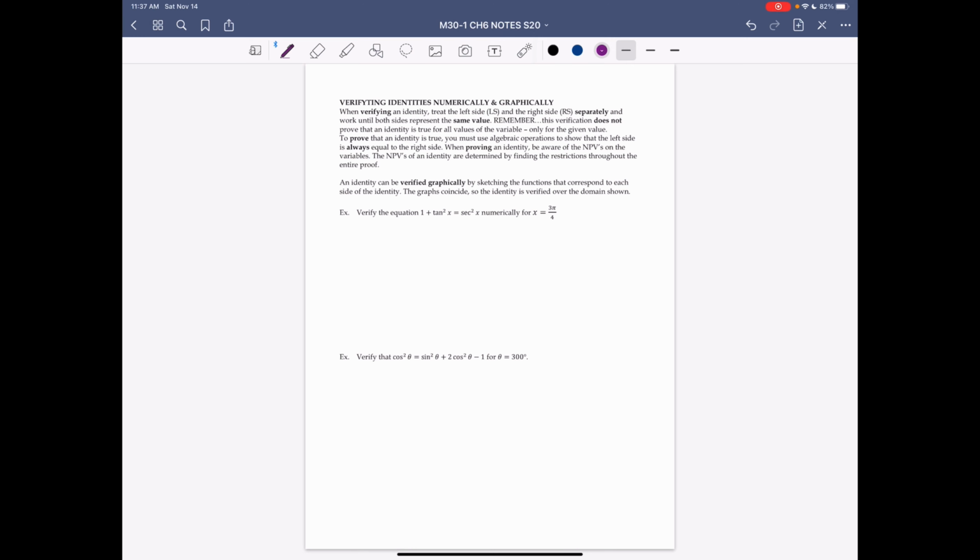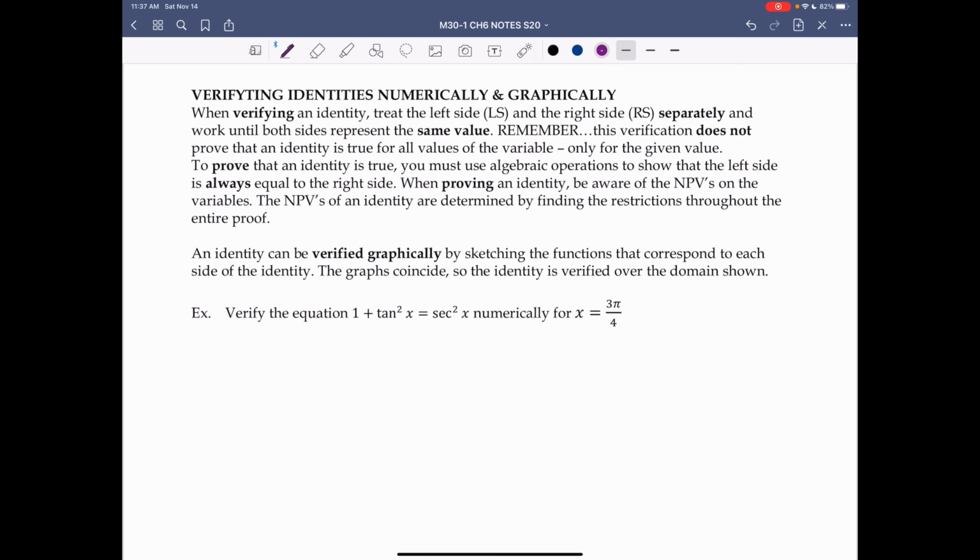Verifying identities numerically and graphically. When verifying an identity, treat the left side and the right side separately and work until both sides represent the same value. Remember, this verification does not prove that an identity is true for all values of the variable, only for the given value. To prove that an identity is true, you must use algebraic operations to show that the left side is always equal to the right side.